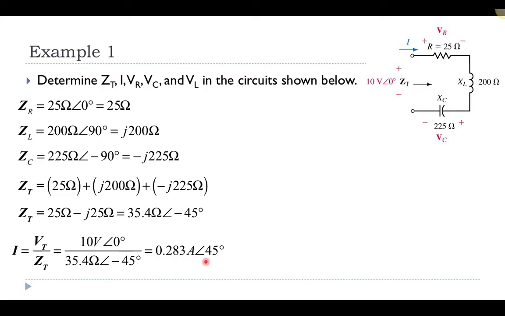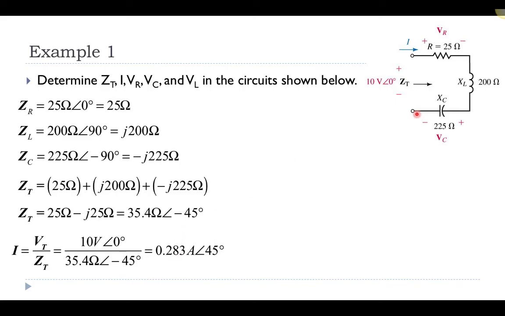So my current in this case is leading the voltage. The voltage was at 0 degrees. The current is at 45. So the current is leading the voltage by 45 degrees. And that makes sense according to our impedance angle of negative 45, which tells us that the voltage is lagging the total current by 45.